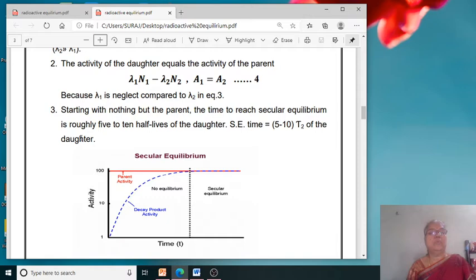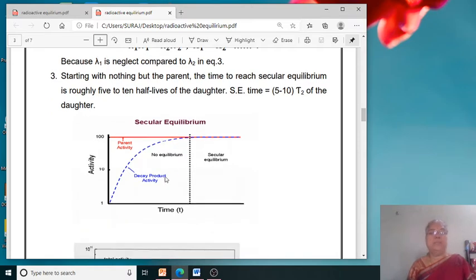Secular equilibrium time is between 5 to 10 half-lives of the daughter. And if we plot the graph of activity versus time, this is the nature of the secular equilibrium. Here we have the decay product activity. Here there is no equilibrium, and here is the parent activity.